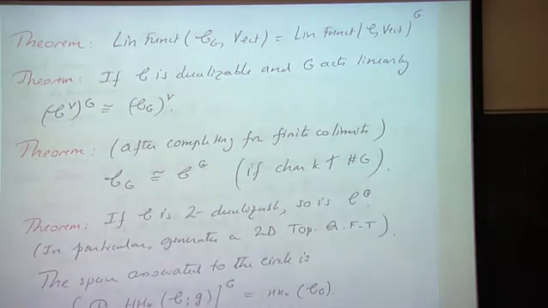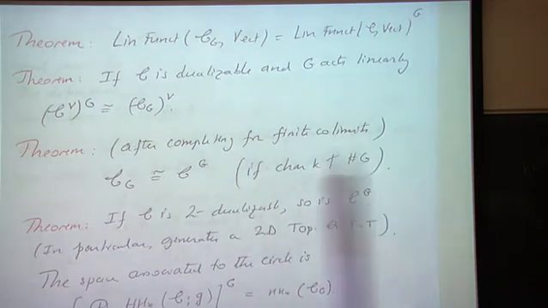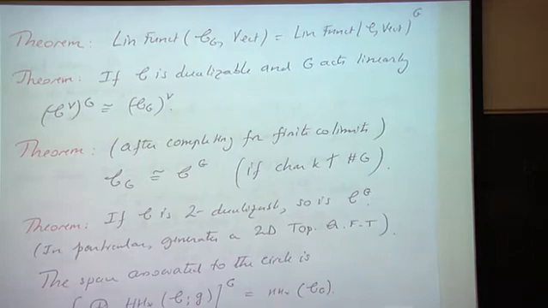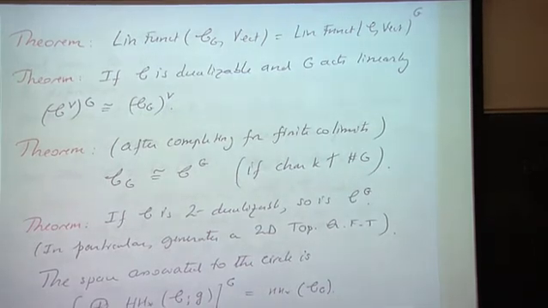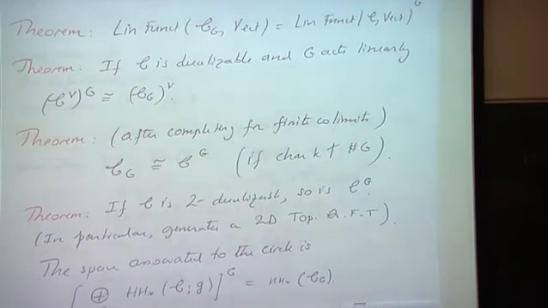And finally, what allows gauge theory to work for a finite group is that, I'm not going to even try to prove this, that if C is two dualizable, and you're in this situation of characteristic not dividing the order of the group, and you're completing, and you're taking co-kernels, then the fixed point category is also two dualizable, so it generates a topological field theory.